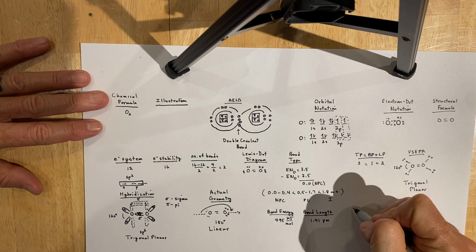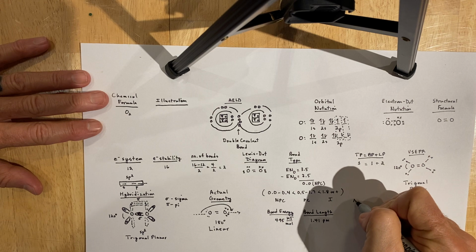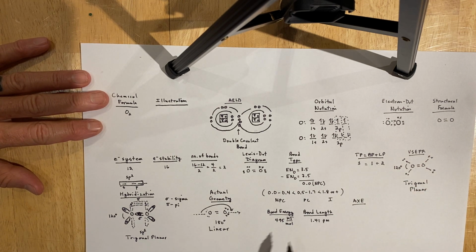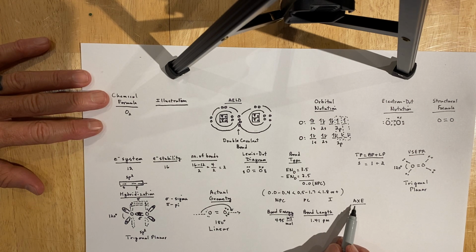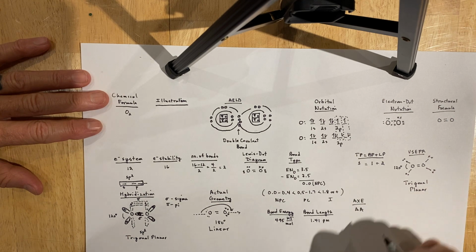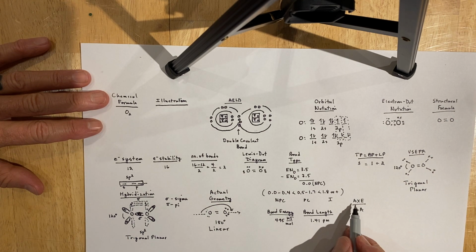The last two columns are the AXE column, which is designed to look at the number of bonded pairs and lone pairs in a central atom in a molecule. But for this, we're just going to write AA, since both the atoms are the same. A represents the central atom, and we don't really have a central atom. We have two atoms side by side.